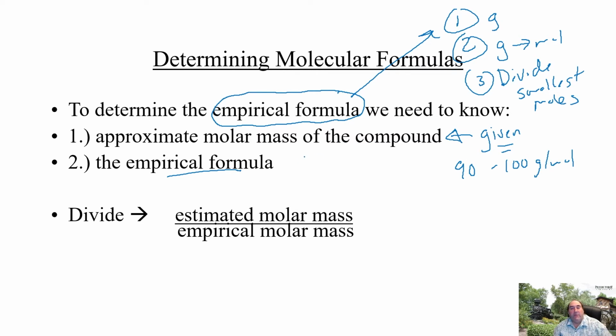If it gives you a range, you could use either the low part of the range, the high part of the range, or the number in between the two, and you can use that as the molar mass. So what do you do with these numbers?